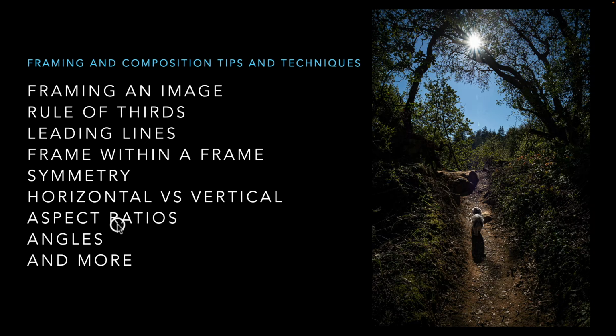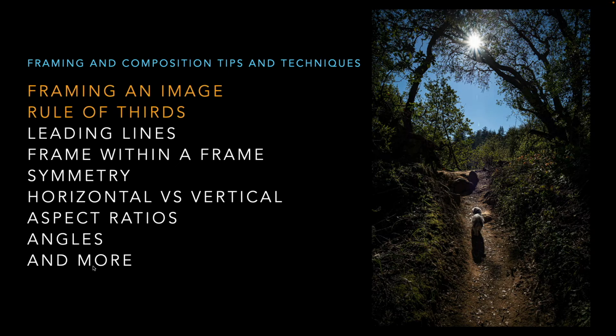Aspect ratios, which is a fancy way of saying the shape of the frame. Is it a square? Is it a 2:3 ratio? Is it a 3:4 ratio? All these are different shapes of squares and rectangles, basically. But they do have different properties as far as how you can compose the image, what's in the frame and what's out of it. We'll talk about angles, angles in the image, diagonals in the image, but also the literal angle of the image itself, and then more if things come up.